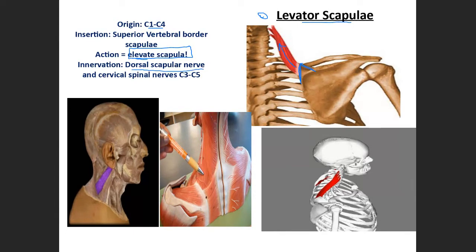You could see it here on the model. Okay. And here in purple, you could see it on the cadaver image. And the action is scapular elevation.